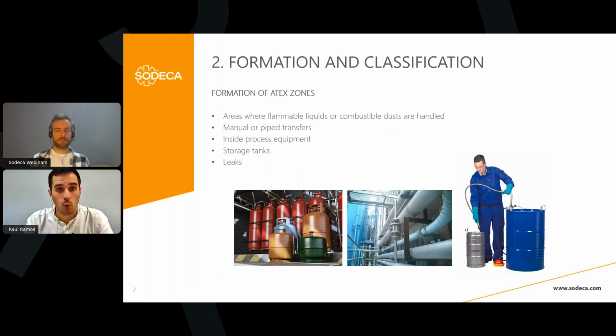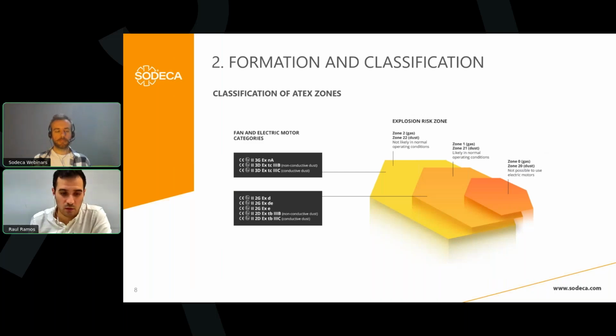Then, to know where an ATEX zone can be formed, we should know where it's formed. So we have areas where flammable liquids or combustible dust are handled in an industry. Then we have also this type of ATEX zones in manual vapor transfers. Also inside process equipment like batteries in electronic equipment, storage tanks, also leaks in seals or valves. And then these ATEX zones have 3 different classifications.